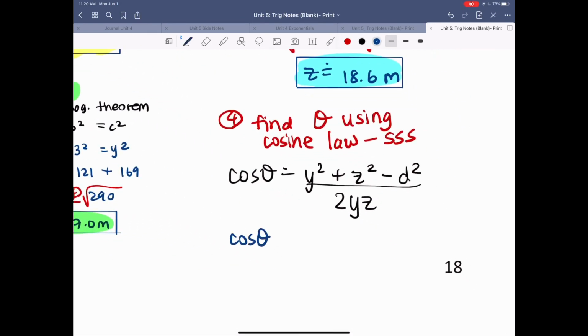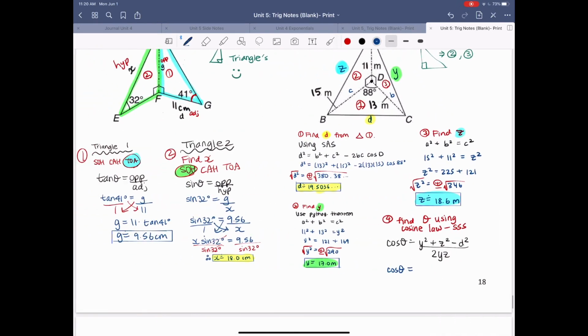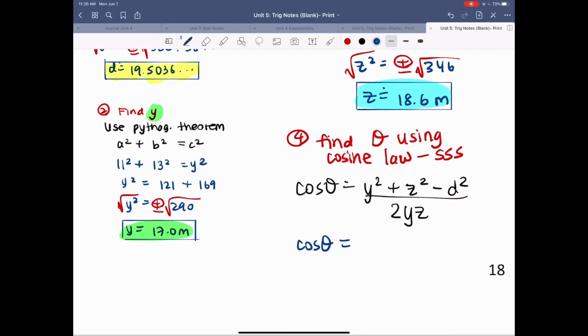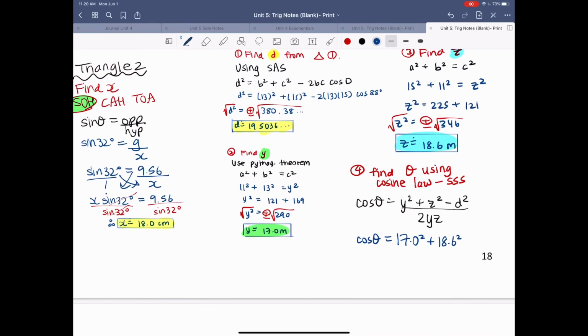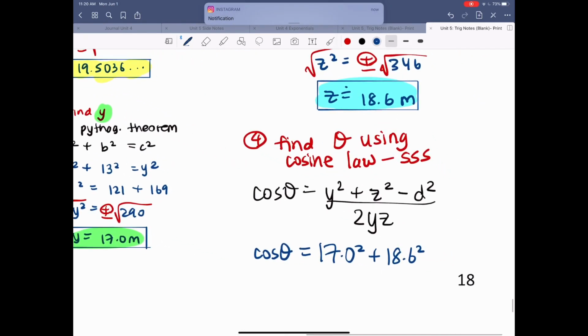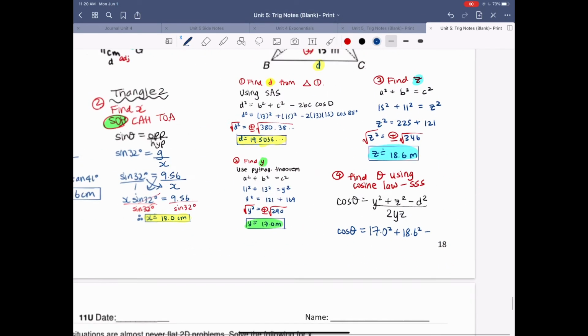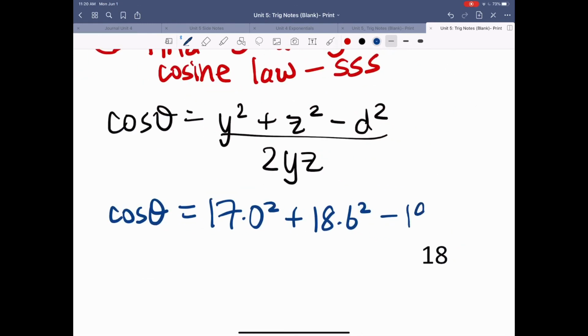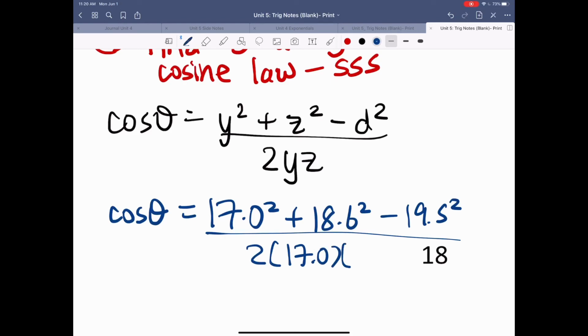So cos theta, I don't know my theta. My y is equal to 17.0, that's the green, and my z is equal to 18.6 squared. I don't have the brackets in because I know I'm dealing with positive side lengths. That's the only reason I don't have the brackets. So I have minus 19.5 squared, divided by 2 times 17.0 times 18.6.